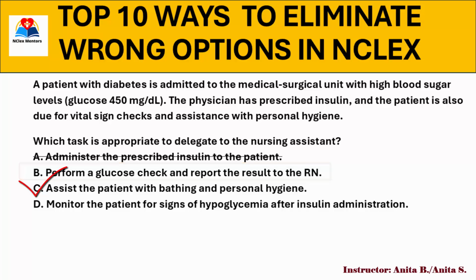Perform a glucose check and report the result to the RN. This is not correct. While nursing assistants can often perform point-of-care glucose testing, interpreting the results and acting on them is the RN's responsibility. Clarify the delegation policy per facility guidelines.